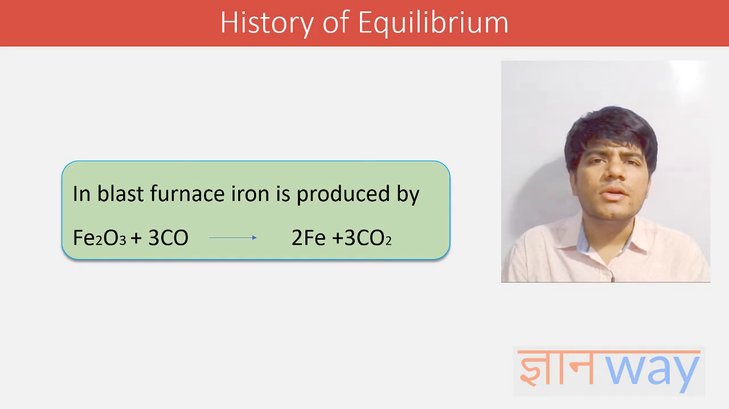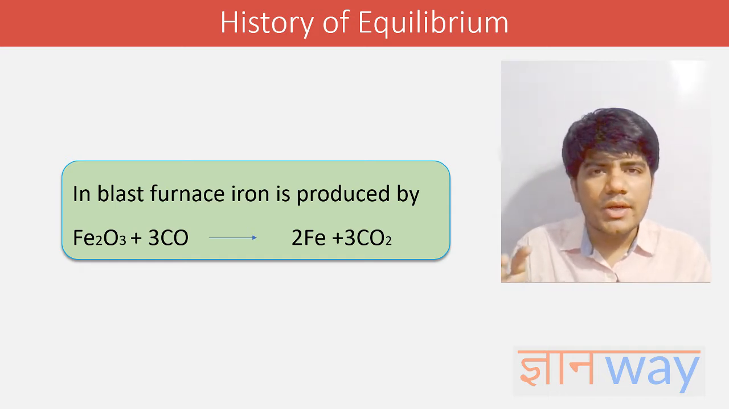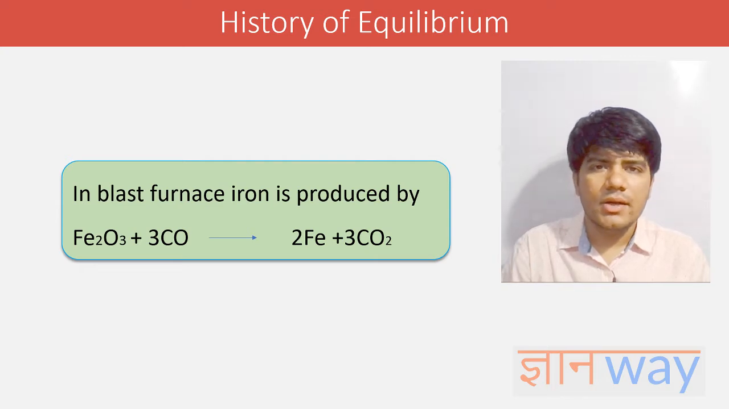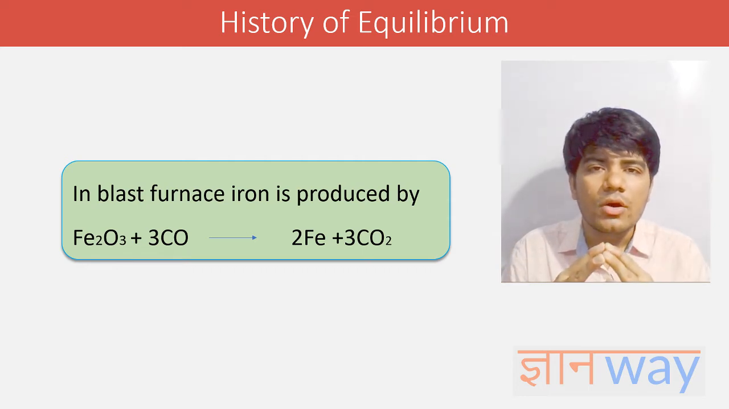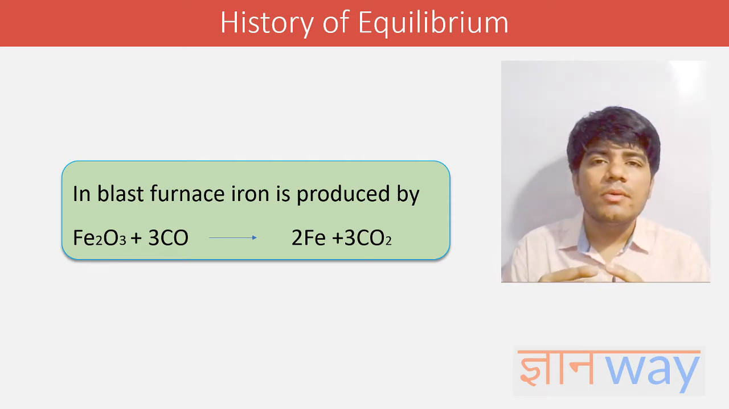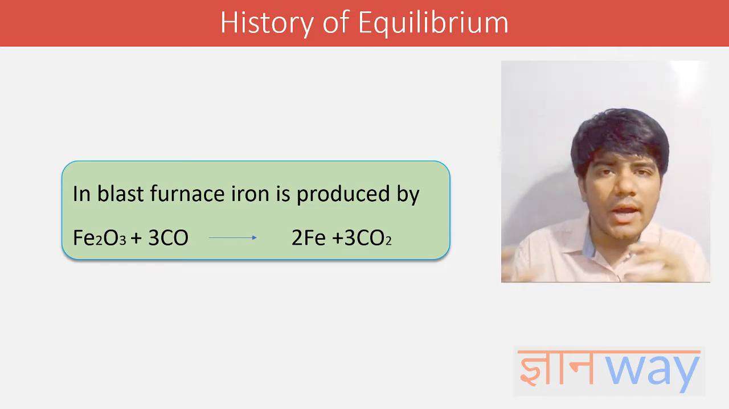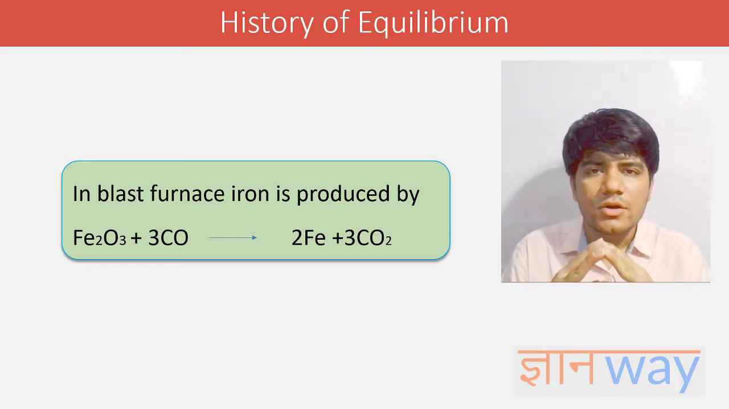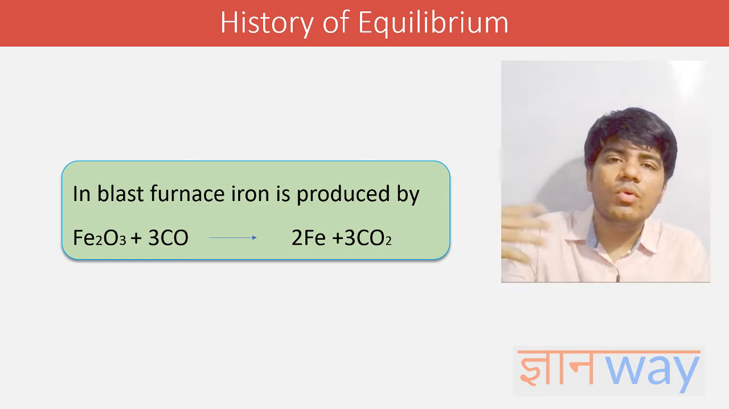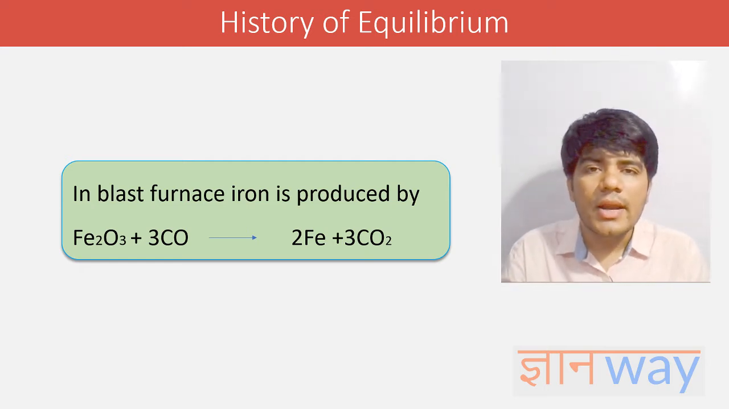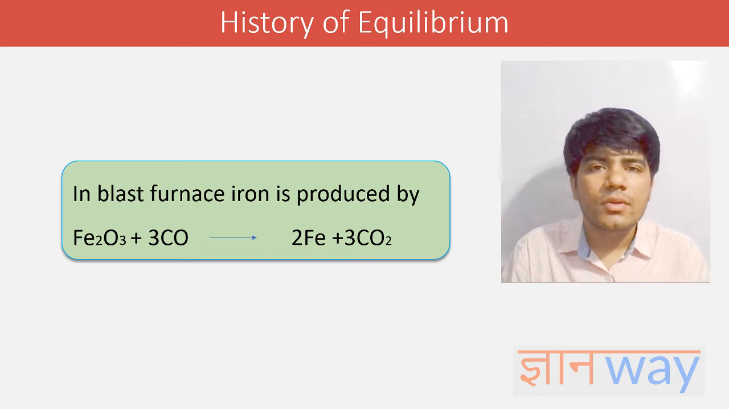So like a normal person, they thought that this may be due to less contact time between the reactants. So they thought to increase the contact time. So how to increase the contact time? So they thought, let us increase the height of the furnace. When we increase the height of the furnace, the reactant will take more time to come out, and hence we will get more product.